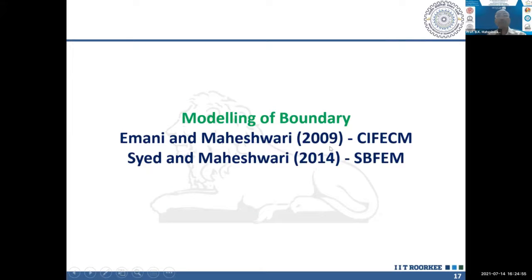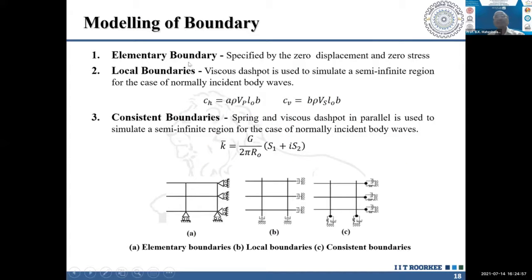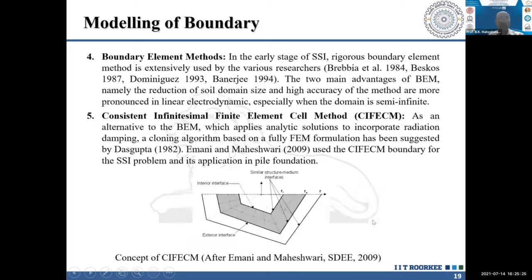But before using this rigorous modeling of the boundary, let's discuss the very simple boundaries. The simplest is the elementary boundary. Then we have local boundaries, and then consistent boundaries. In elementary boundaries, you specify zero displacement and zero stresses. In local boundaries, viscous dampers are used, which may be in the horizontal or vertical direction. The consistent boundary consists of a spring and dashpot combination as shown here. Then boundary element methods are also used, but I'll skip it due to lack of time.